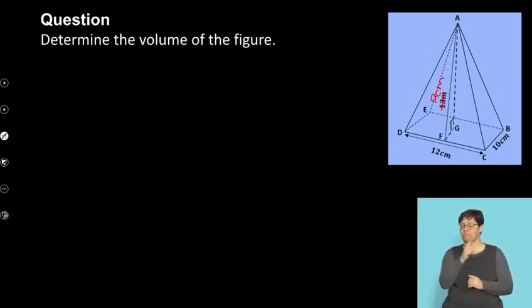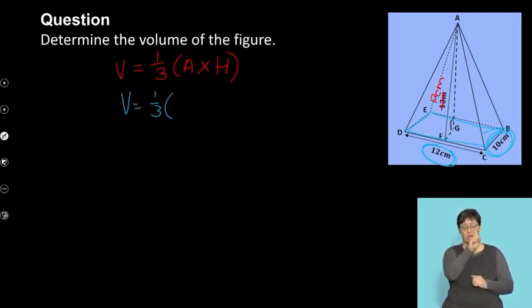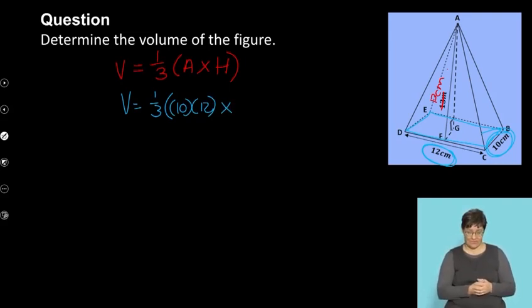So if I'm going to determine the volume of the figure, it's going to be 1/3 times the area of my base multiplied by my perpendicular height. The area of my base is going to be the area of my rectangle, which is my base that is given over here, which is 12 centimeters by 10 centimeters. So the volume is equal to 1/3 times the area of my base, which is 10 times 12. And this is going to be multiplied by my perpendicular height. But I do not have my perpendicular height yet.